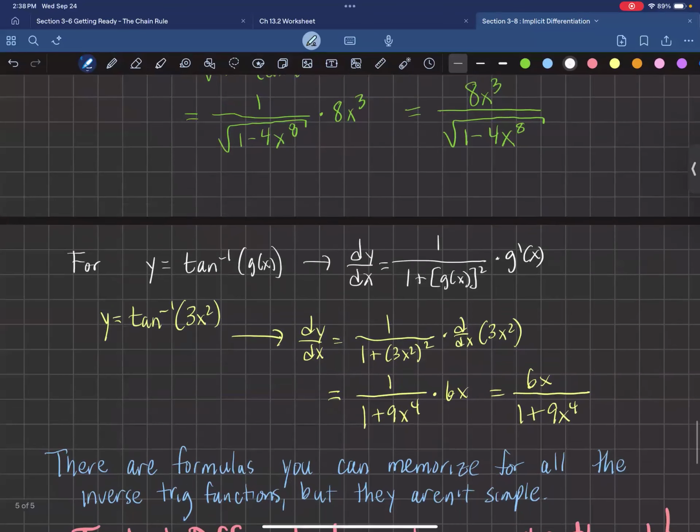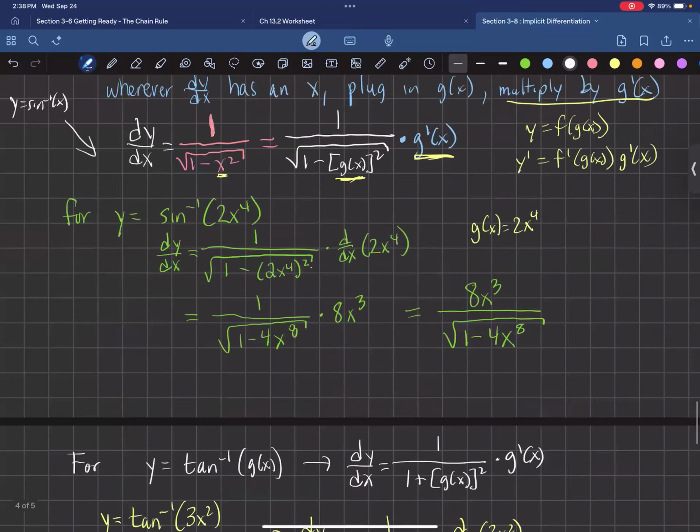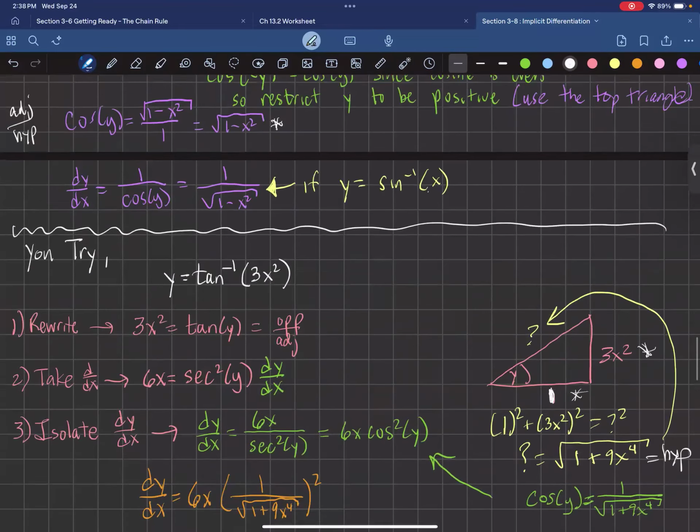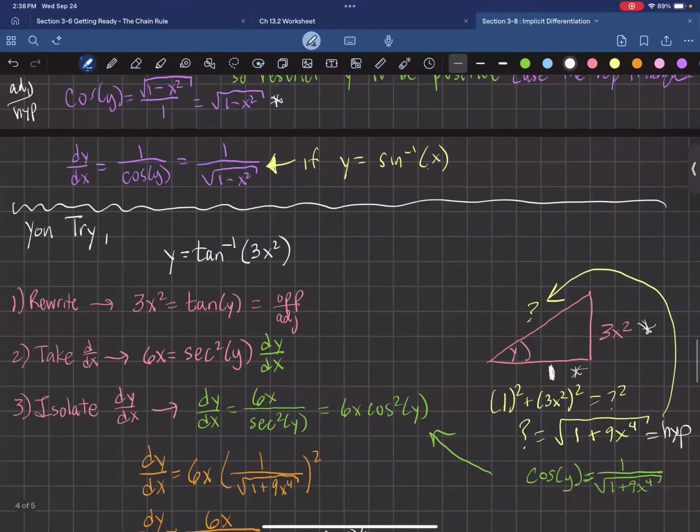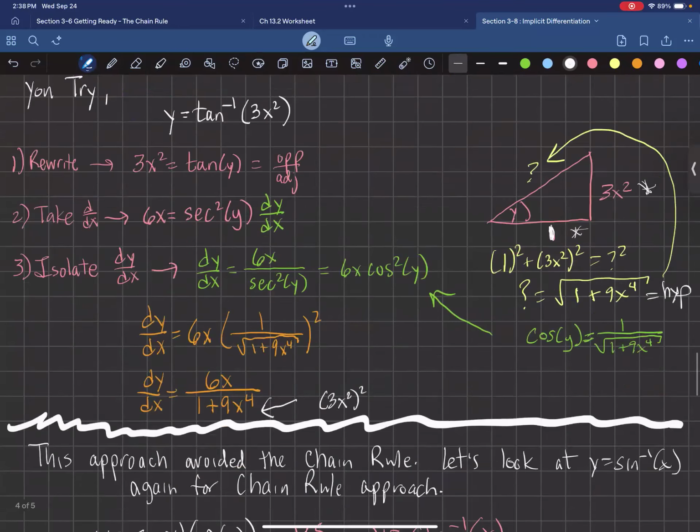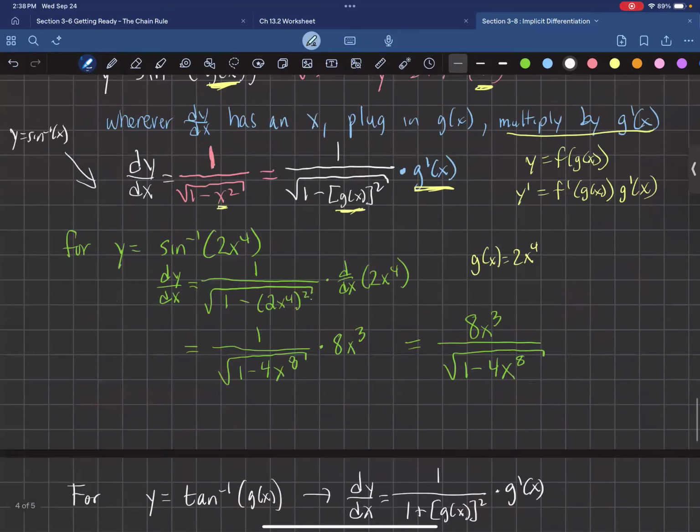Like I was telling you, the book has 6 formulas you can memorize. They are a pain. They are confusing to memorize. There's absolute values in some of them. But doing this triangle, like we did up here with tangent inverse of 3x squared, works every time. You flip it, you use the inverse relationship, draw the triangle, take derivatives, and go forth from there.